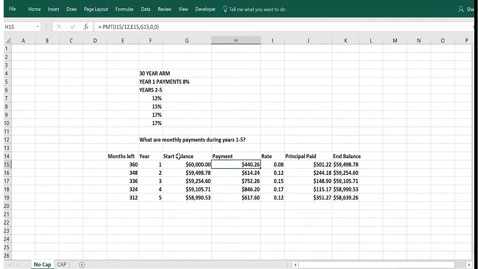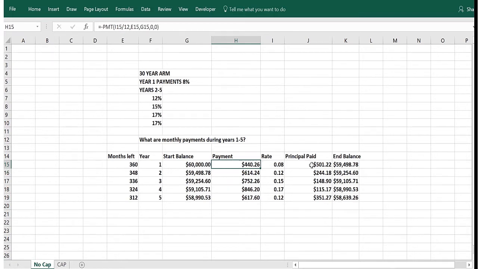Okay. So the payment would be, we would take 8% divided by 12, that's the rate. There are 360 months left and we borrowed 60,000. The minus sign makes the payment positive. That's just like what we've been doing on regular mortgages.